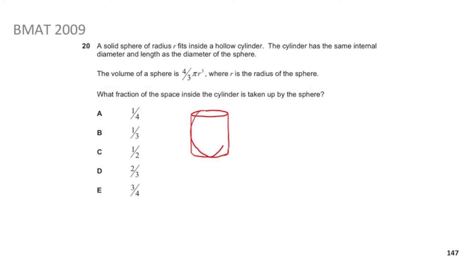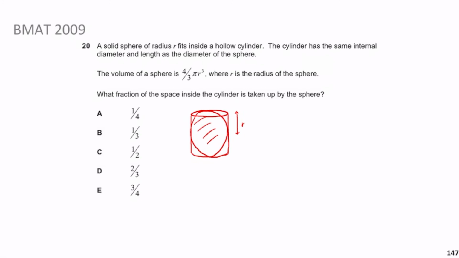So I'm not sure how nice this is going to turn out. It's probably going to look more like a rugby ball. But if you just imagine that's a sphere basically. And then we know that the sphere has radius r, right? So this is basically radius r. What fraction of space inside the cylinder is taken up by the sphere? So basically, you have to work out the volume of each, and then work out the ratio between them.